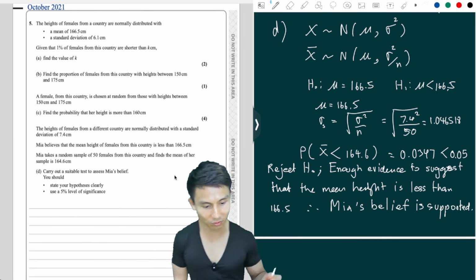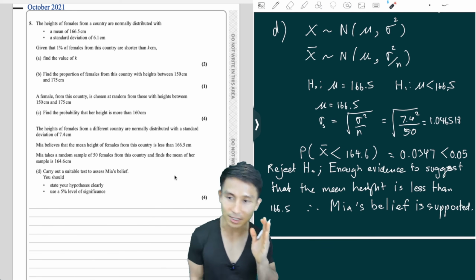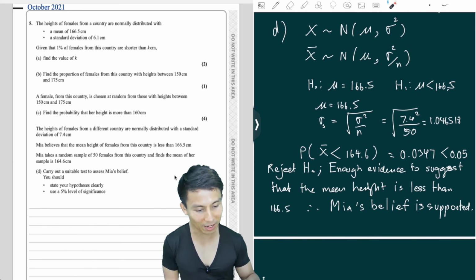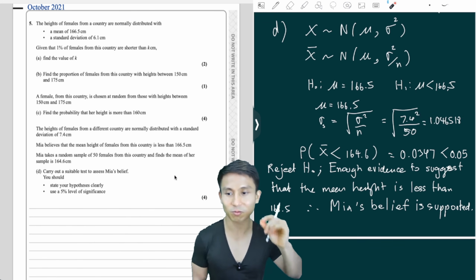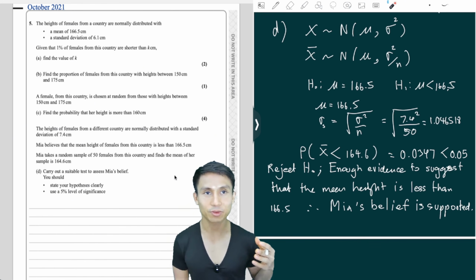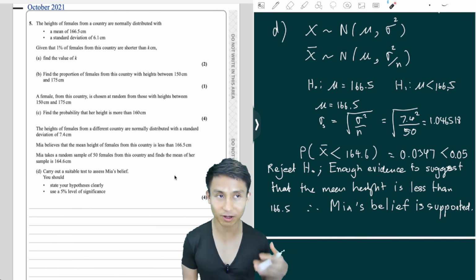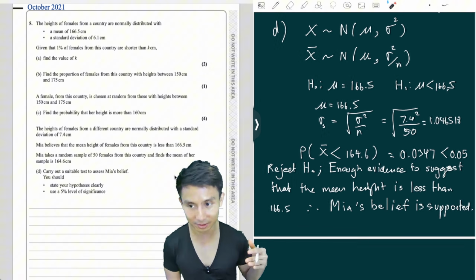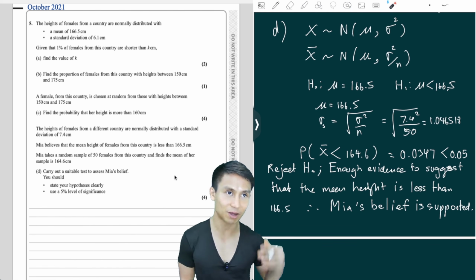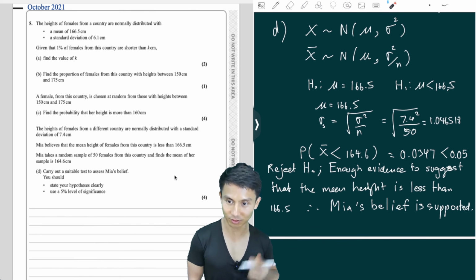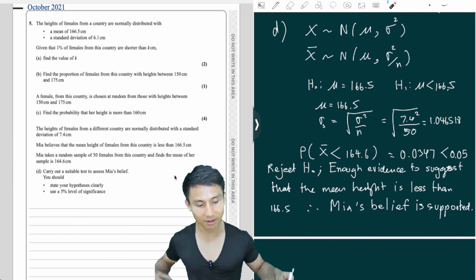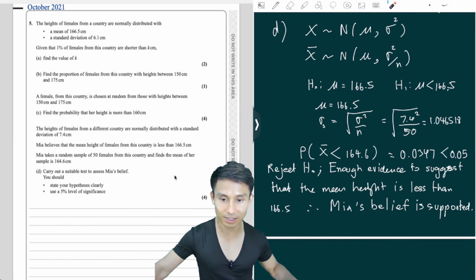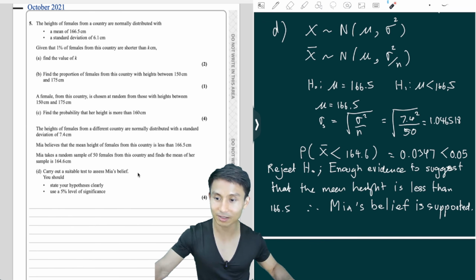So what might be confusing here to most people is the fact that we use this instead of the actual sigma. So we need to do 7.4 squared divided by 50, and then you square root that. Or 7.4 divided by root 50 will also do, and that is your new standard deviation to use to calculate the probability here. All right, and that's it for part D.